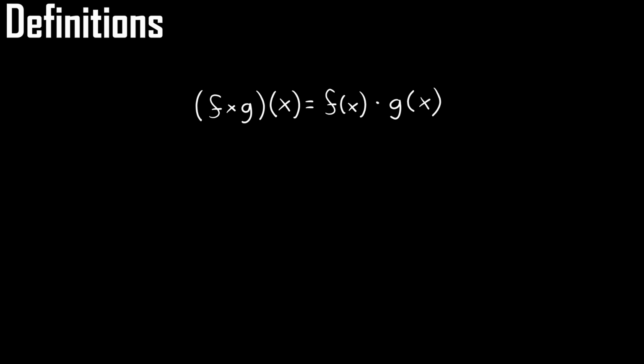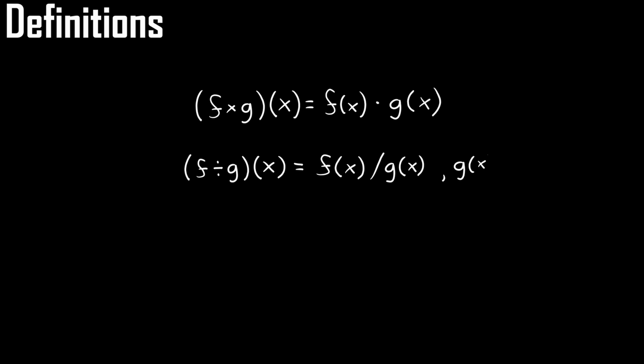Now for division, f divided by g of x equals f of x divided by g of x, if g of x does not equal 0, because we can never divide by 0. Just like addition and subtraction, we plug in the same x values, but now we're multiplying or dividing the outputs. The trick is to be careful with domains and simplification. Let's do some examples.